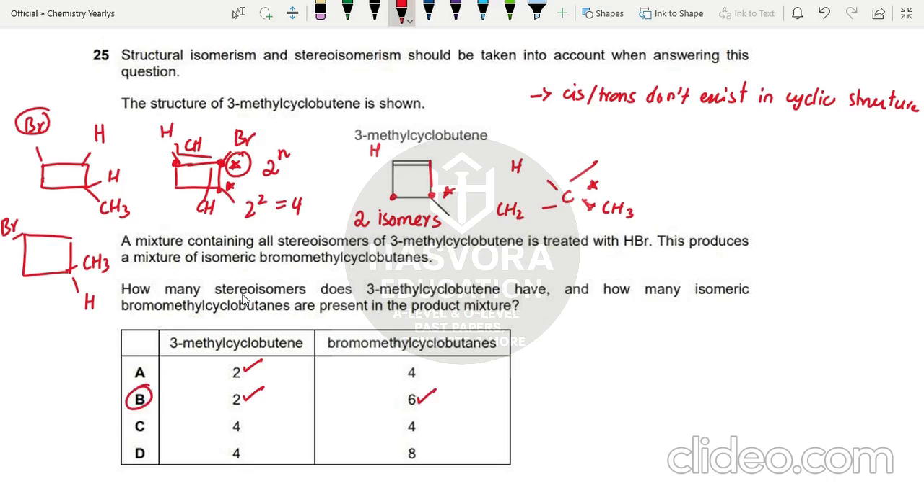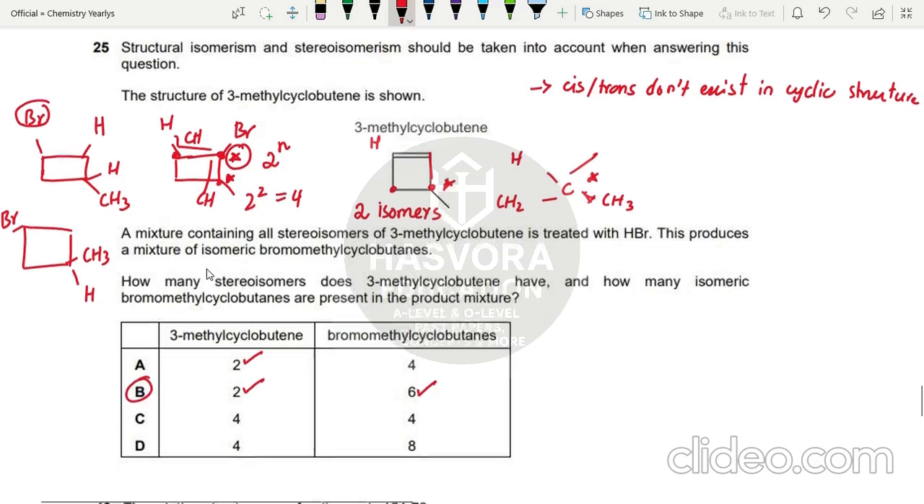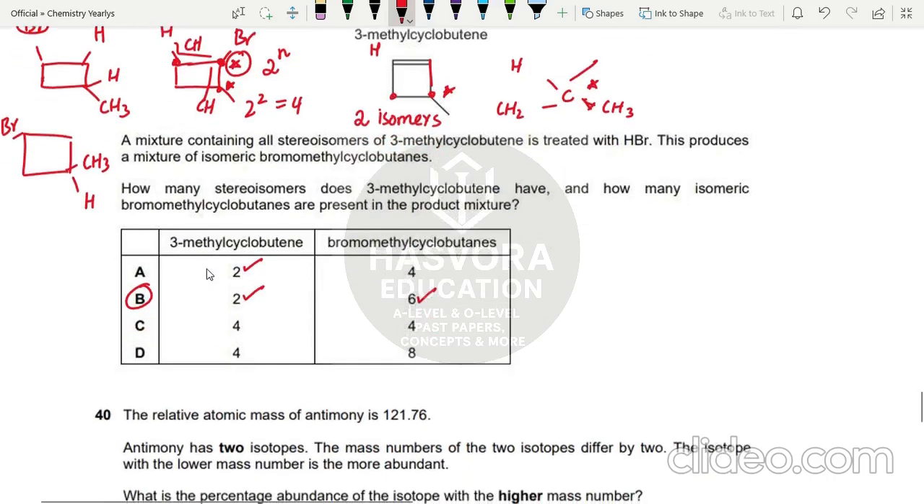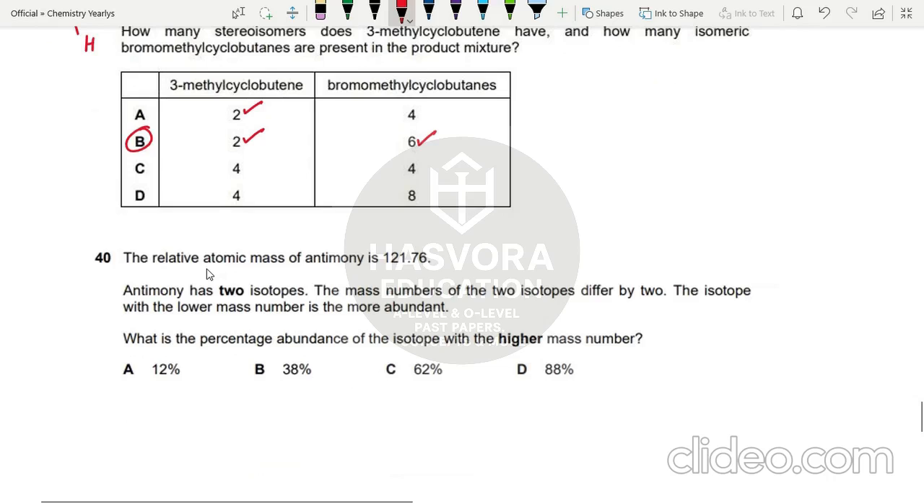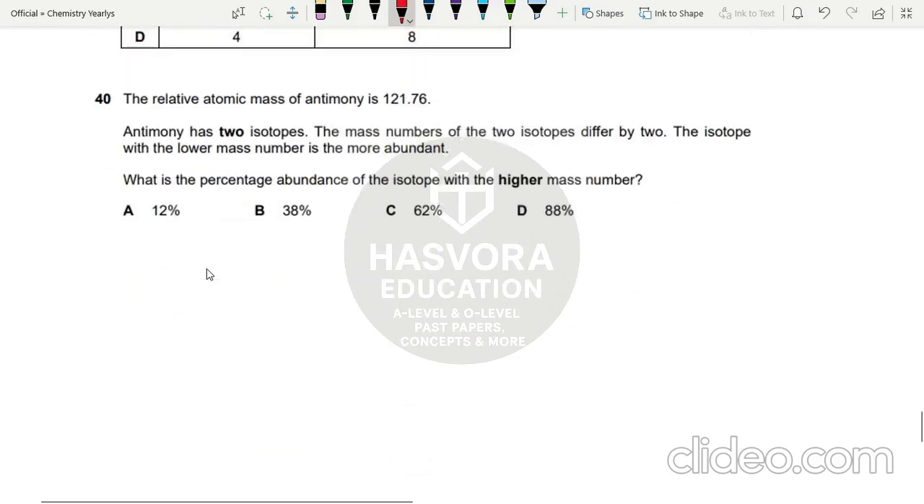And this is actually a very unique point here, that the cis trans also exist in the single bond in the cyclic structure where there are no double bonds, because most of the students do not know this point.